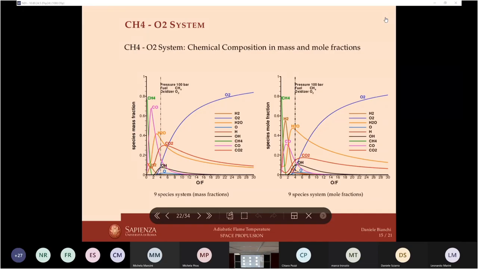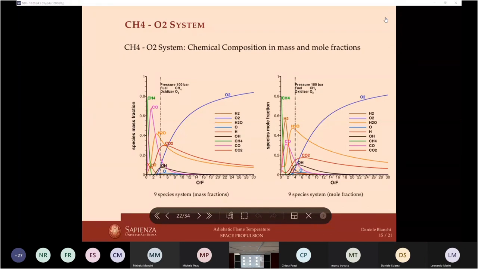Yes, you see, this is again the comparison of mole fractions and mass fractions. Of course, also here, if you recall the table, the H2O among all the species is the most exothermic one. So the peak of H2O mass fraction is important. And you see that here it is again in the fuel-rich region, and it's more evident on this side than the mole fraction.